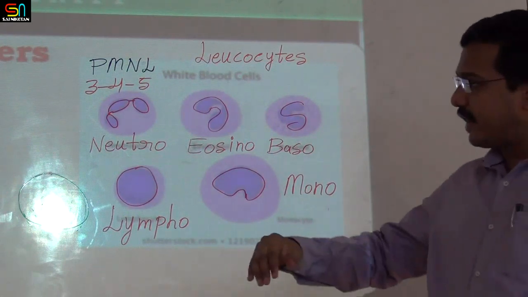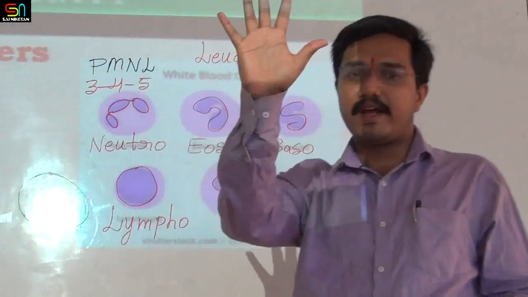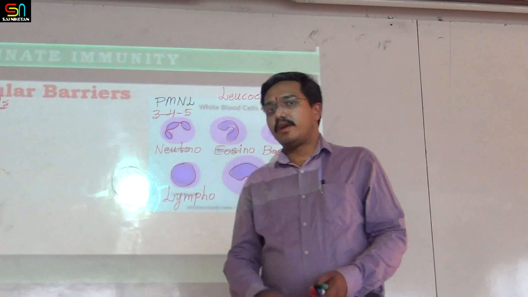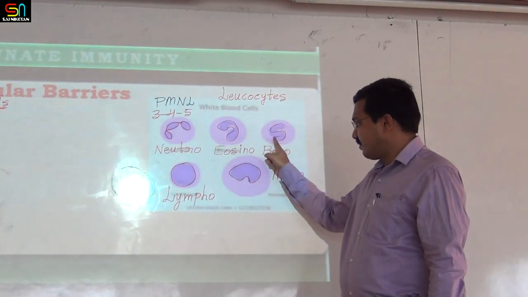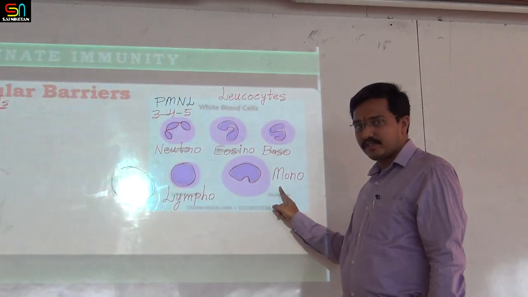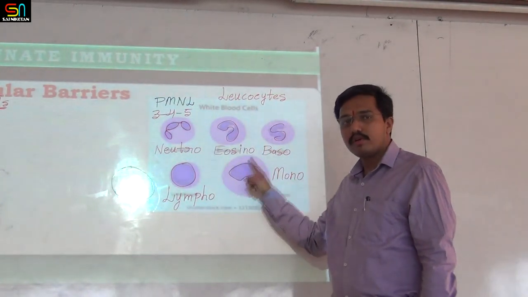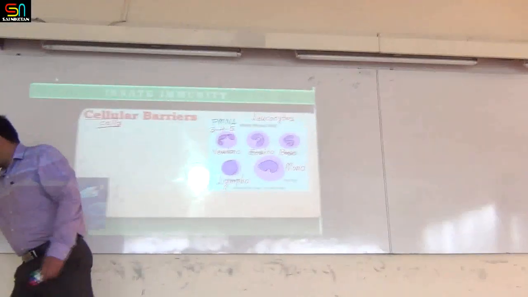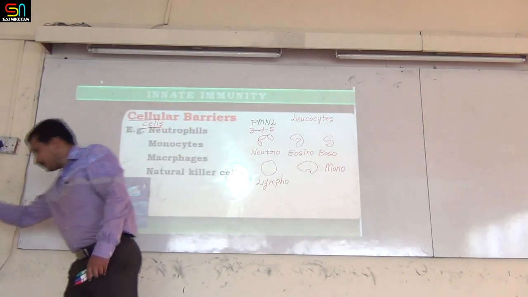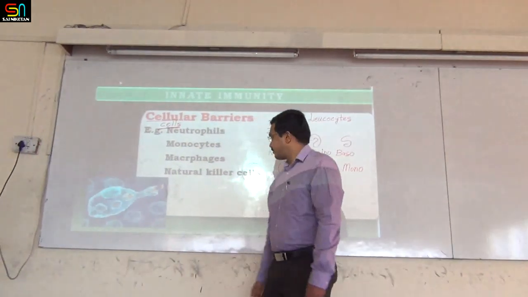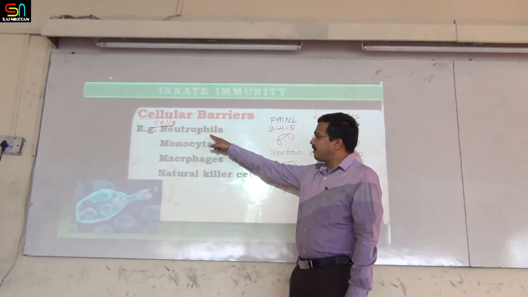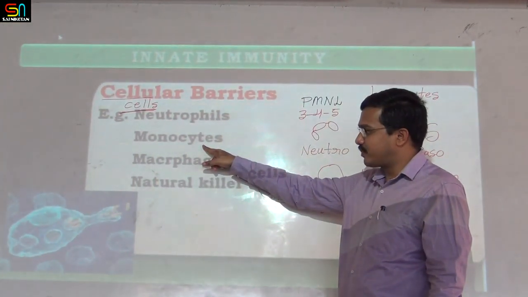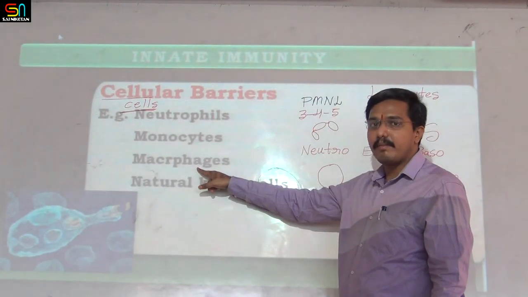Before getting into the examples, you should know there are five types of WBCs based on the shape of the nucleus: neutrophil, eosinophil, basophil, lymphocytes, and monocytes. If I use these words, you should know they are WBCs. With this, let me give examples for cellular barriers. The first example for cellular barriers is neutrophils. The second example is monocytes. The third example is macrophage.